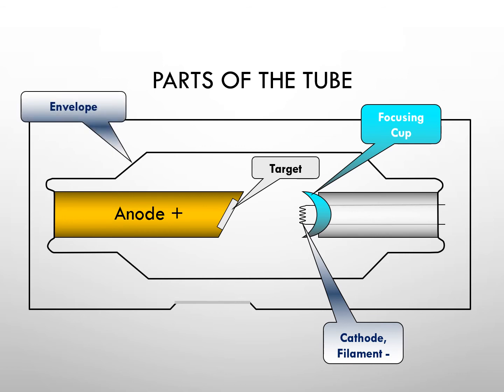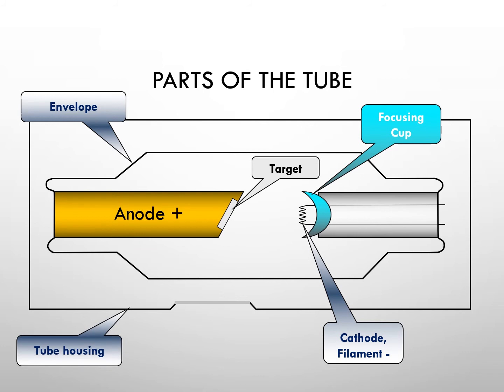A glass envelope rigidly supports the anode and cathode assemblies, maintains a vacuum, and electrically insulates the anode from the cathode. The vacuum is important, for without it, the cathode would burn the first time it was heated.